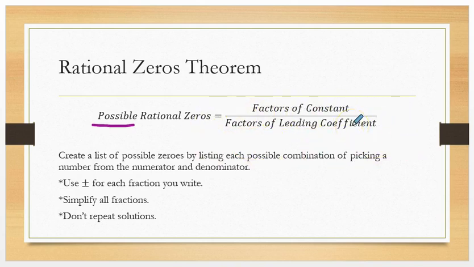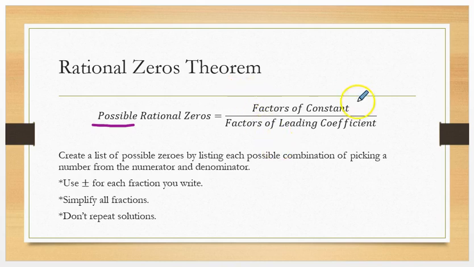So you end up with a list of numbers because for every number you have on top and every number you have on bottom, you combine them into different fractions. And I'll show you this in a couple examples, and then it'll hopefully make more sense. So this is just going to be a list of numbers that might be solutions or might be zeros of the polynomial. And then the second part of the section is going to be which of the numbers out of that list actually are zeros.